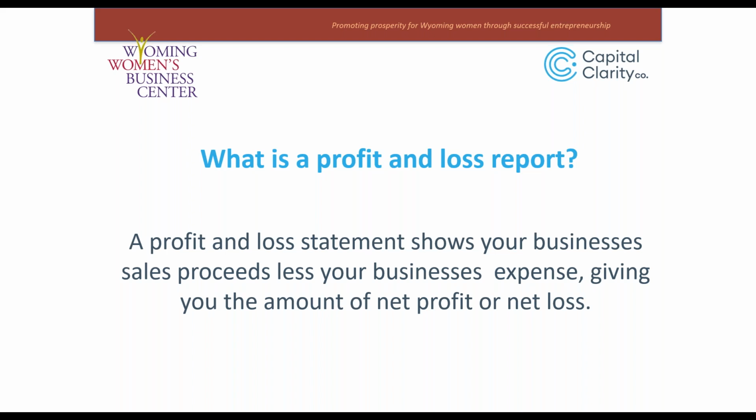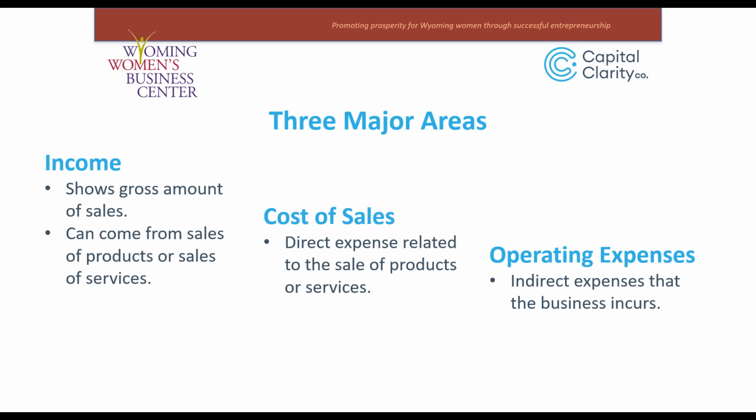If you look at it that way, you want to monitor this report to make sure you're bringing in more than you're spending, or understand why you're spending out more than you're bringing in. That's the big thing there. There are three major areas: income, cost of sales, and operating expenses. Income comes from your sales of products or sales of services. Depends on what business you're in, service-based or product-based, but that's your main income source.